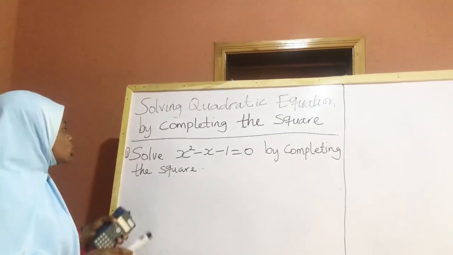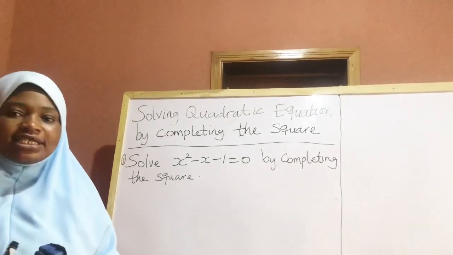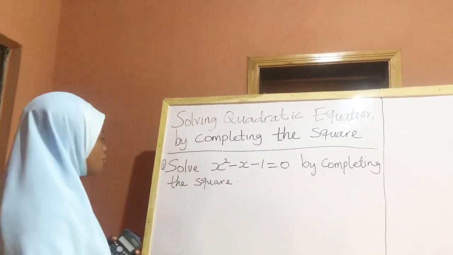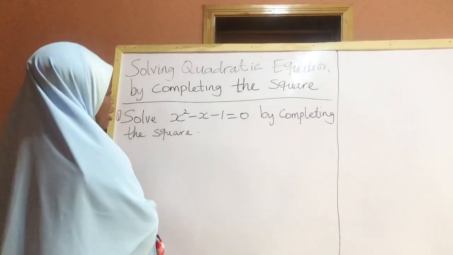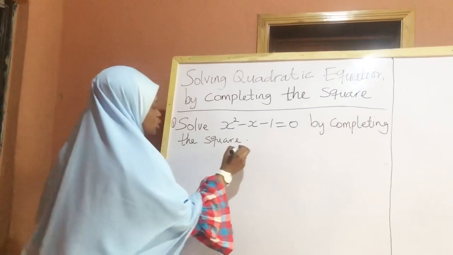So in today's class, we want to solve quadratic equations by the completing the square method. Solve x squared minus x minus 1 equals 0 by completing the square. Solution.